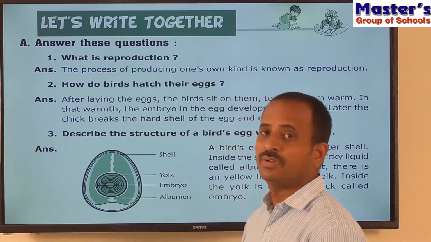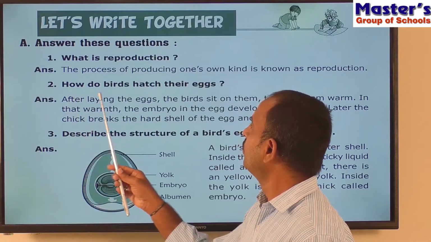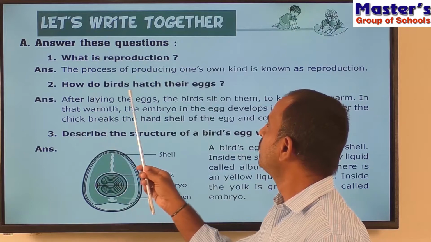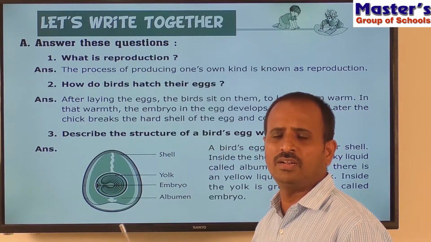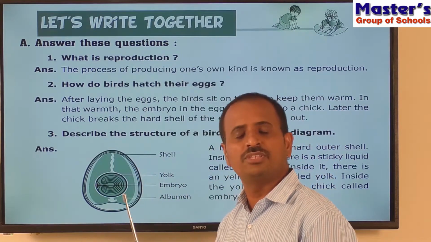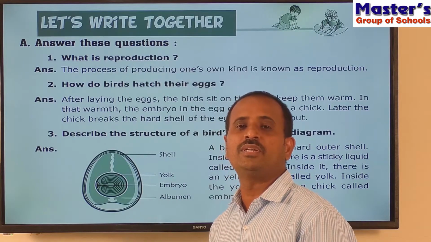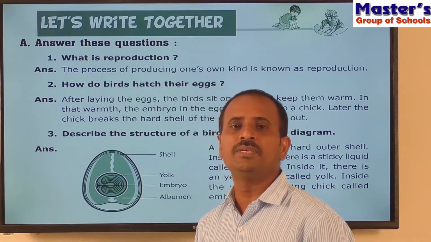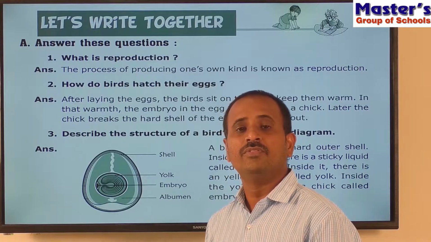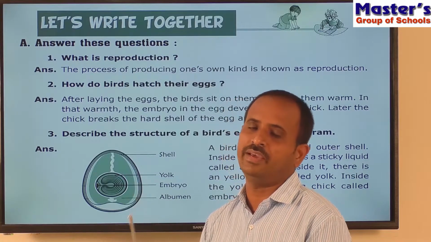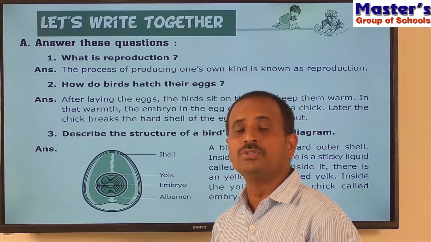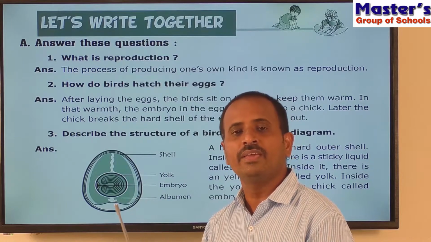Children, read the second question. How do birds hatch their eggs? Already we have discussed this in the chapter. Some animals reproduce by giving birth to their young babies, and some reproduce by laying eggs. Generally, birds reproduce their young babies by laying eggs.